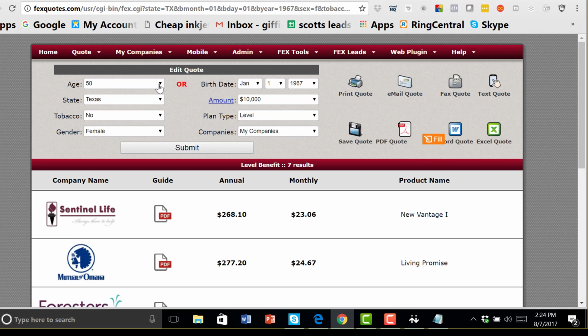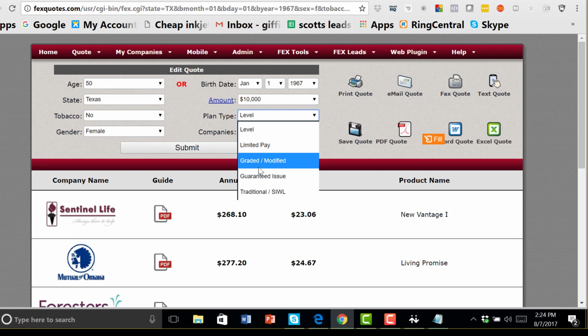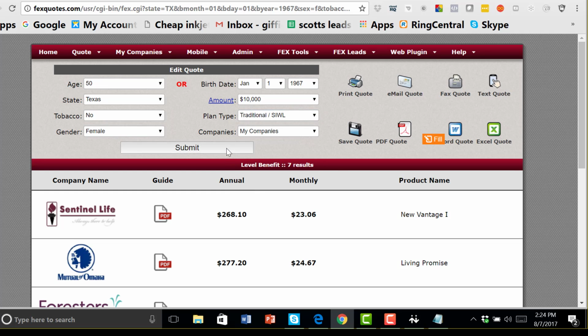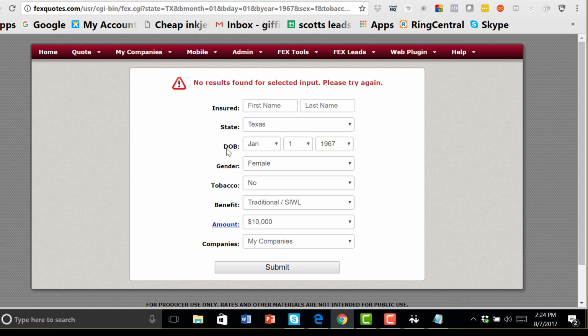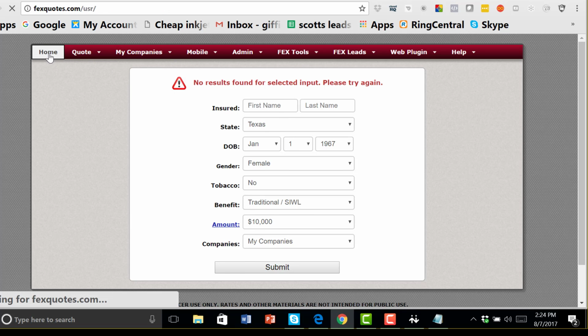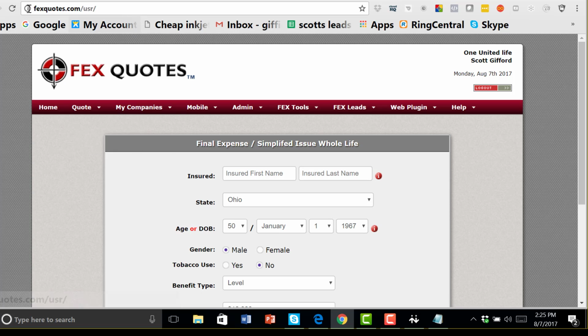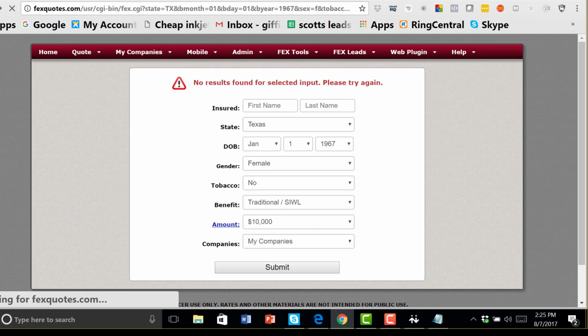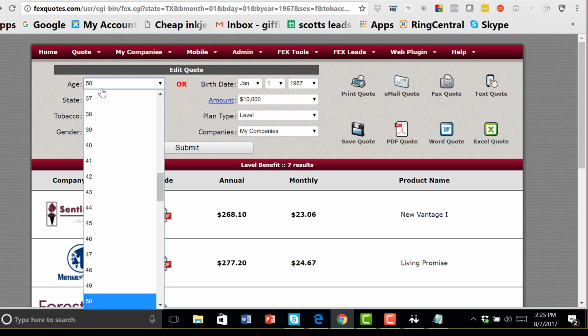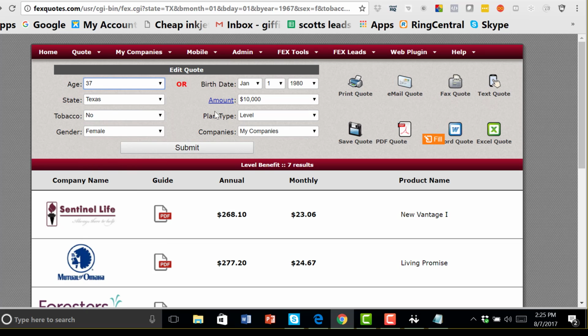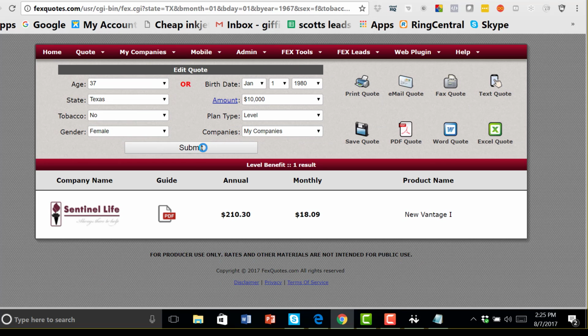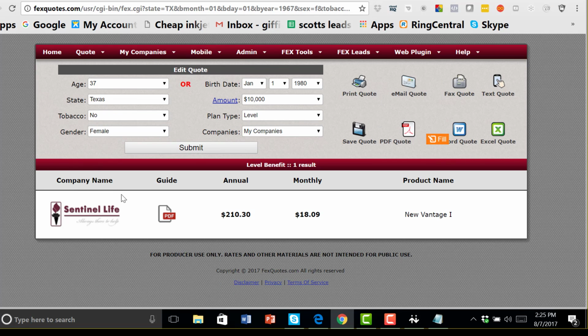So now if they're typically the other ones, well, let's try this one. Let's see what pulls up with SIWL. So nothing. That's going to be mainly for people under 50. So let's say we get a 37-year-old. We'll see what populates for 10,000. Okay, so that means Sentinel will let you write in Texas for 10,000. So that's good.